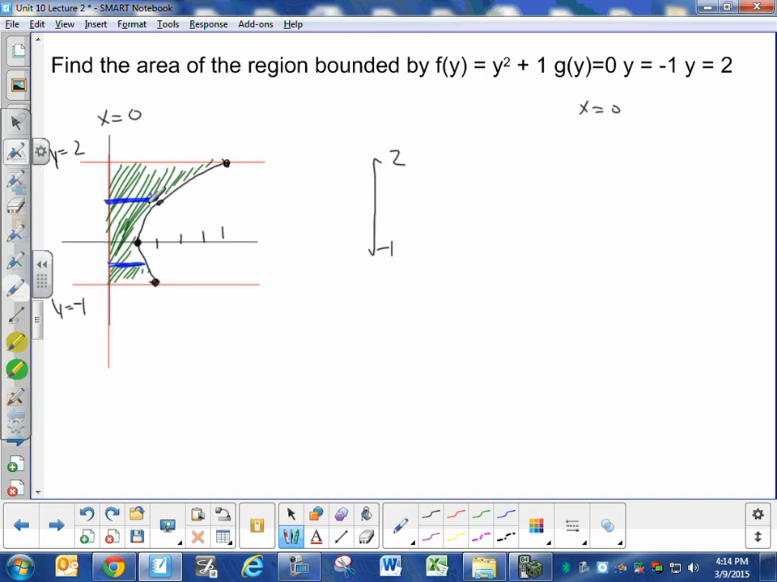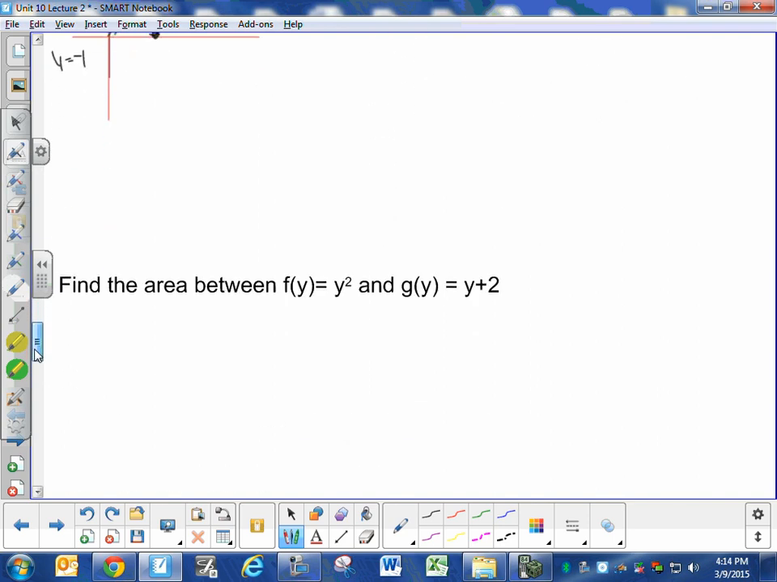We'd have the x's here, which would be the length of my rectangle. These x's are determined by this function, y squared plus 1, with respect to y. And that's it. If you wanted to calculate that, you could by hand or with a calculator. Let's set up another one.